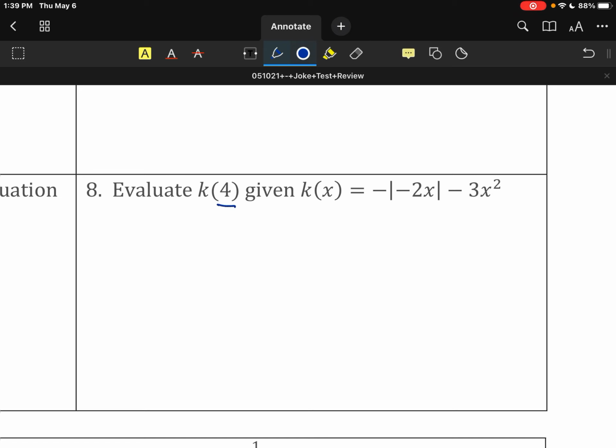So just plug in this 4 for all the x's. So you got negative absolute value, -2 times 4 minus 3 times 4 squared, and then simplify, okay? So you can go from there, okay?